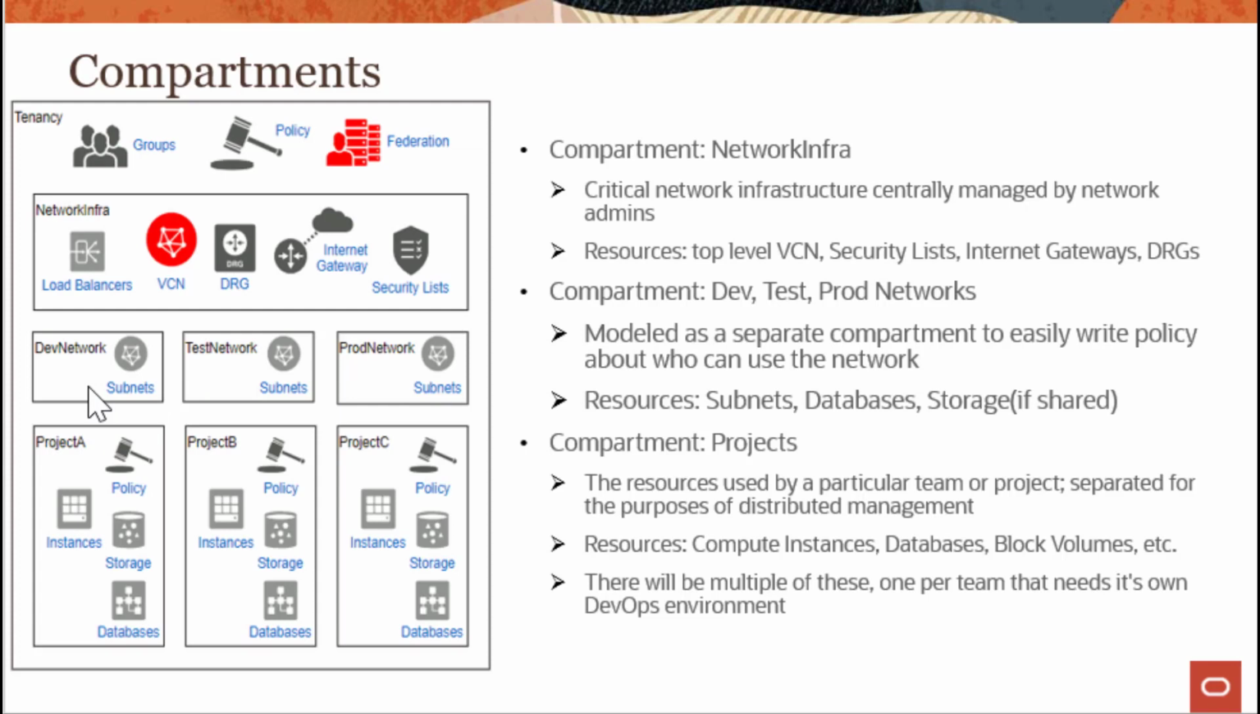And then we have three other compartments called dev network, test network, and prod network, which contain specific subnets for these specific compartments. So you can see the policies can be written per compartment level very easily. The third level is specific projects. So here we have three compartments called Project A, Project B, and Project C. And here users have created different resources, compute instances, storage, database, and there are policies that govern access to these compartments. And as you can see, this can expand even more.